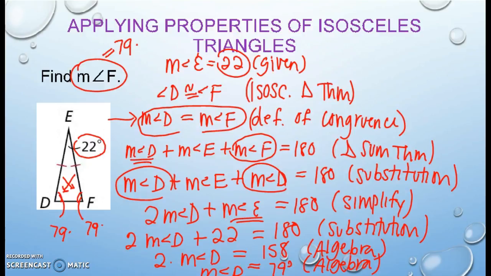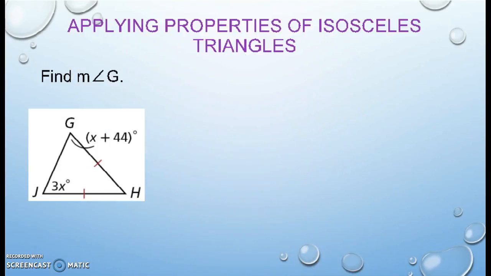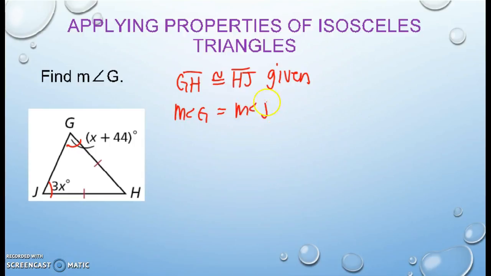Let's try another practice problem to make sure we have this down. So here we're going to apply the same type of idea to this. We know that GH is given as congruent to HJ, right? GH is congruent to HJ. That's given. So this time I can make the conclusion that the measure of angle G equals the measure of angle J. Measure of angle G has to equal the measure of angle J. And again, that theorem is called the isosceles triangle theorem.